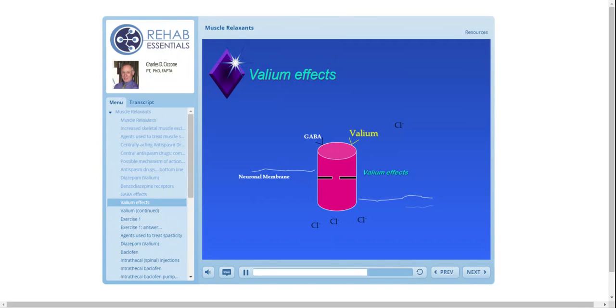Right now we're talking about how this drug might be used as a muscle relaxant. As we get more inhibition in the spinal cord, we get less excitation of the alpha motor neuron that supplies the muscle. And that's how the drug works as a muscle relaxant. More inhibition of the alpha motor neuron causes less excitation of the muscle supplied.